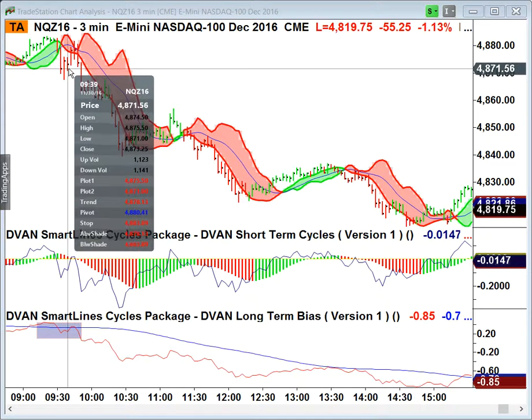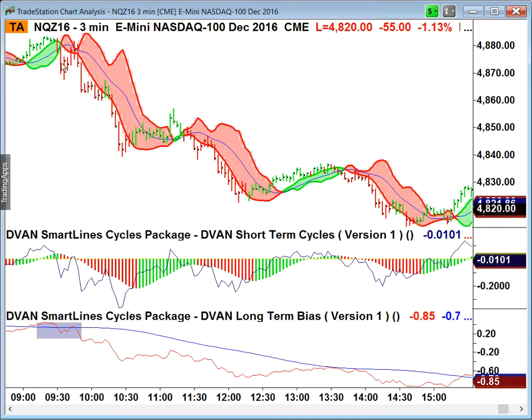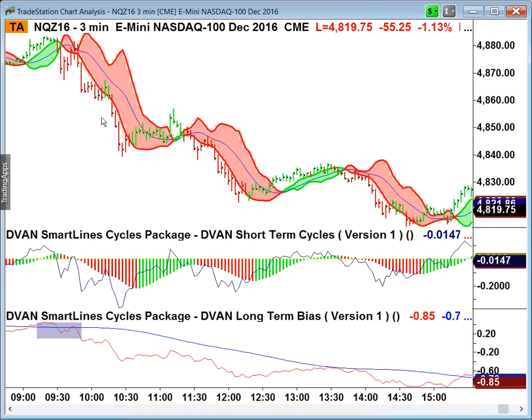So depending on if we were short around 48.72 or up around the pivot point on a retracement at 48.78, that's about a 23 to 30 point move in the Nasdaq beginning the day.